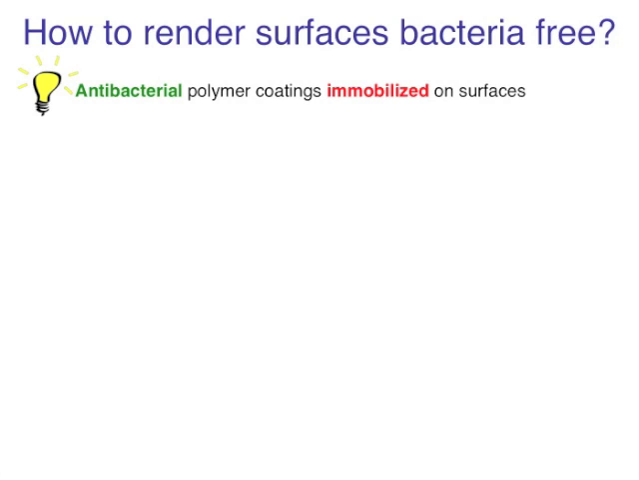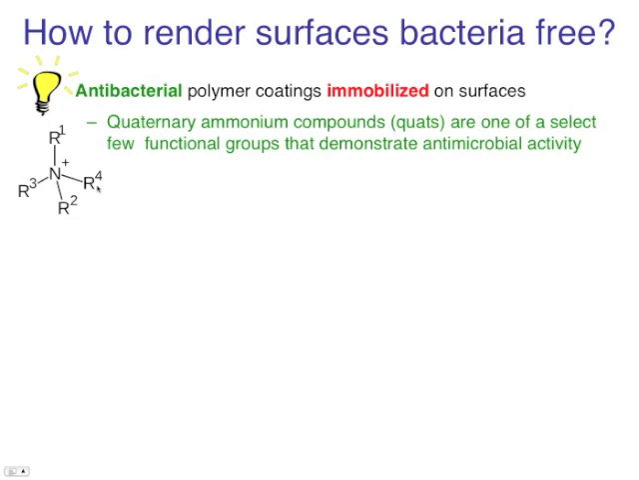Well, one idea would be to make an antibacterial coating. In this case, we're going to call it a polymer, which is really another word for plastic. And immobilize it on a surface. We have two different functions here. One, it has to be antibacterial, and two, we have to be able to immobilize it. Let's first focus on that antibacterial part. We already know that quats, or quaternary ammonium compounds, are one of a few functional groups that prove to be antimicrobial. And so if we could put this quat on a coating and then coat a surface with it, that surface then could be antibacterial in nature.